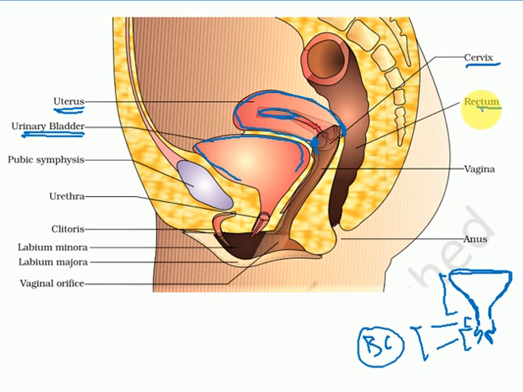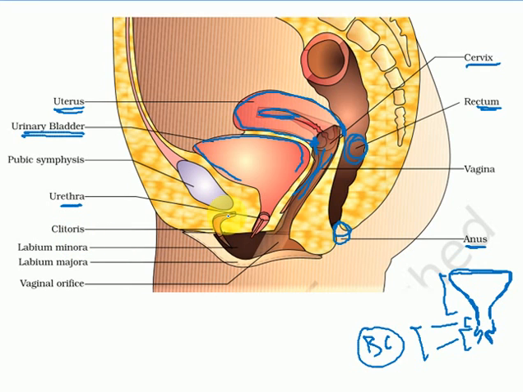So this is the rectum and this is the anus. These are parts of the digestive system. You seriously don't have to do anything with that because we have already completed the digestive system. We have studied digestion and absorption and all these things. Here we will talk about the external genitalia. So this is the urethra.